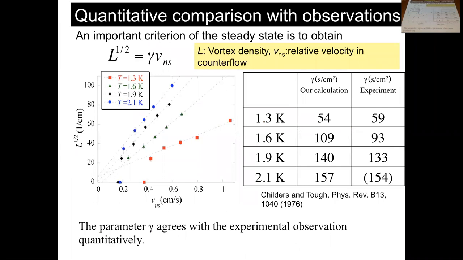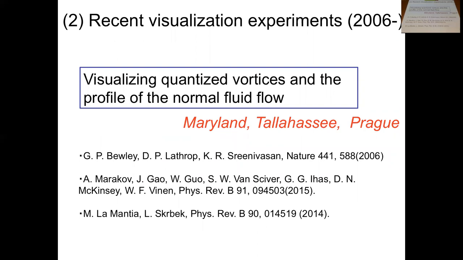This is a quantitative comparison with the observations. We obtained a statistical steady state by the Biot-Savart law, and certainly the square root of L is approximately proportional to the counterflow velocity v_ns. And we obtained the coefficient gamma as a function of temperature. This is our result. This is some typical experimental result made by Tough and colleagues long ago. So the quantitative agreement is good. This is a happy story. However, the story does not end.